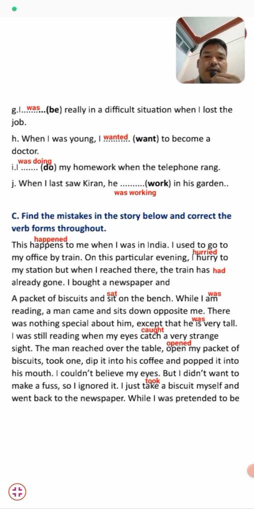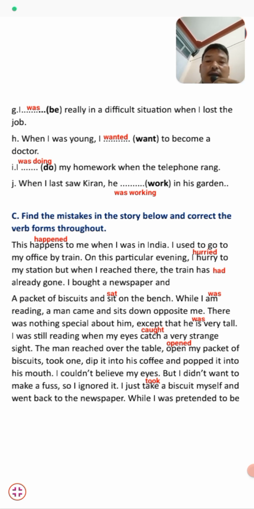This happened to me when I was in India. I used to go to my office by train, and on this particular evening I hurried to my station. Second form of the verb: hurry, hurried. When I reached there, the train had gone, students. Again, we will use past perfect here.